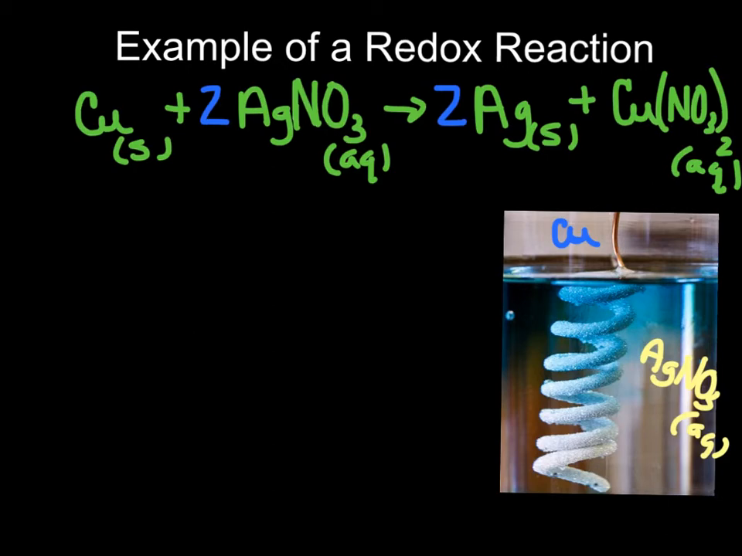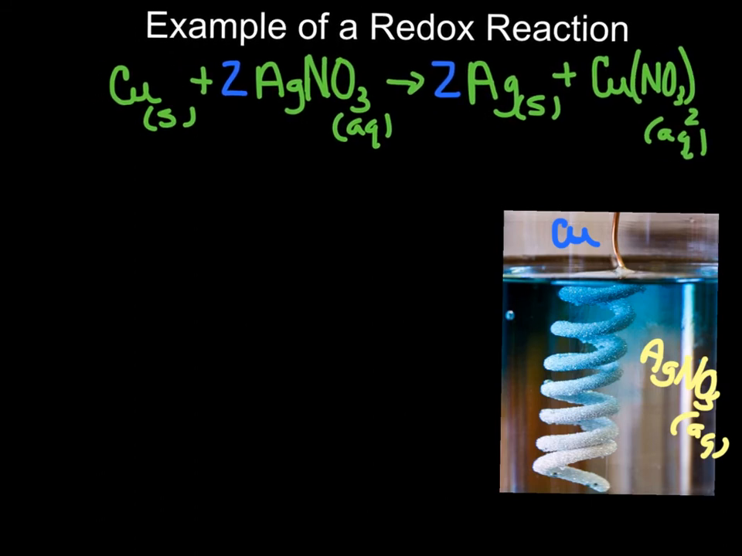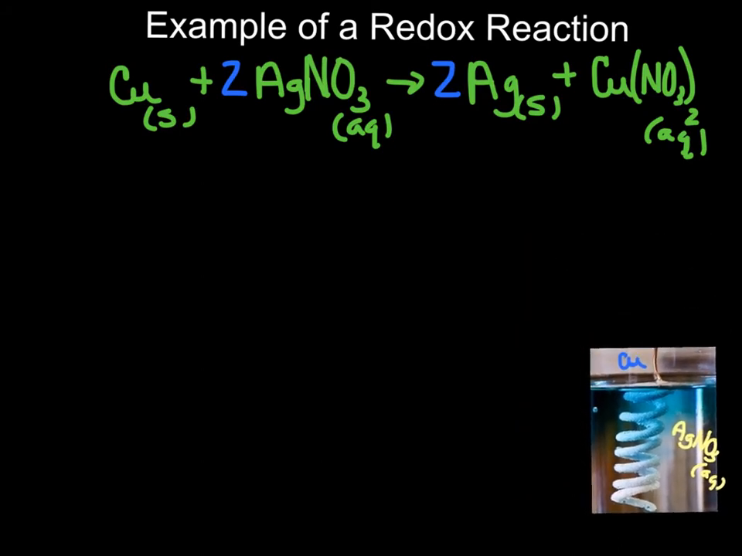What's happening though at the atomic level here? I'm going to shrink this down a little bit. I need some more room, sorry. Alright, let's draw some pictures. So we've got an atom of copper, right? 1 atom according to our picture. So here's an atom of copper. And it's being mixed with 2 silver nitrate formula units.